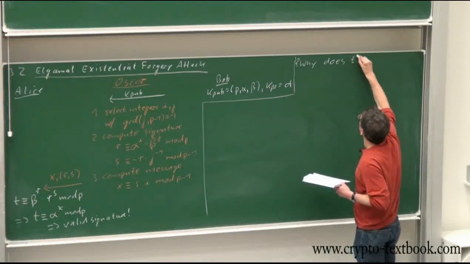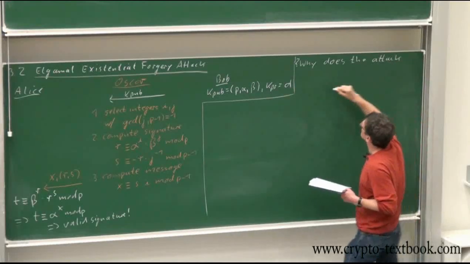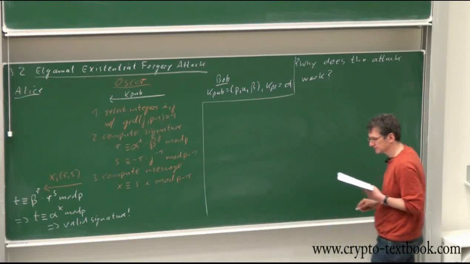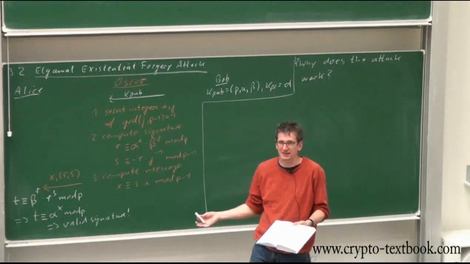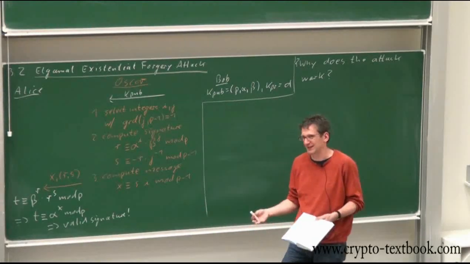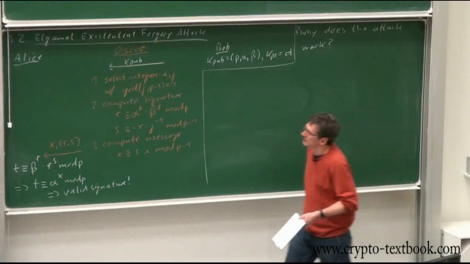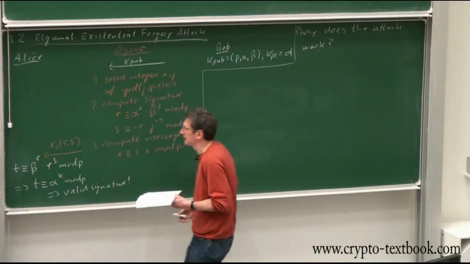Why does the attack work? So let's see, kind of a proof of correctness of the attack, but it's kind of funny to talk about correctness of an attack. So again, we have to check that if Alice does this parameter, she gets a true statement out.